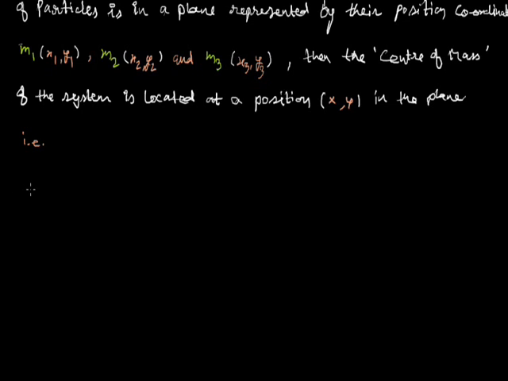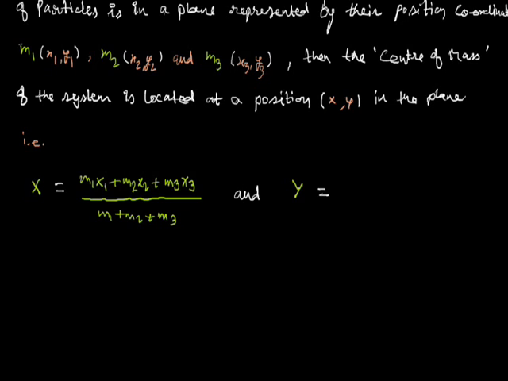That means the position of the center of mass is the combination of the position represented in two coordinates, where the x-axis coordinate will be given by m1 x1 plus m2 x2 plus m3 x3 divided by m1 plus m2 plus m3, and the coordinate along the y-axis will be equal to m1 y1 plus m2 y2 plus m3 y3 divided by m1 plus m2 plus m3.